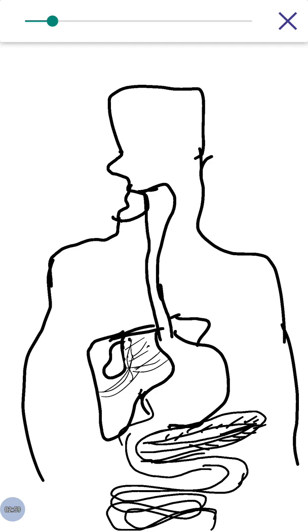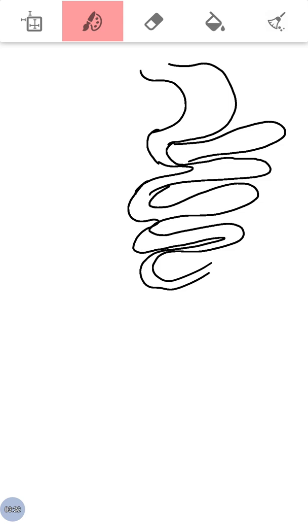Now I'll draw the small intestine diagram. So suppose this is the stomach, and then here is the pancreas, then here begins the small intestine, something like this. I'll tell you the length once again, it's around 7.5 meters of length, it's so big.